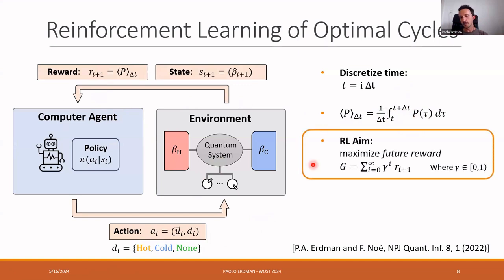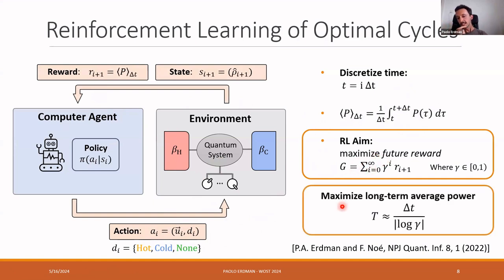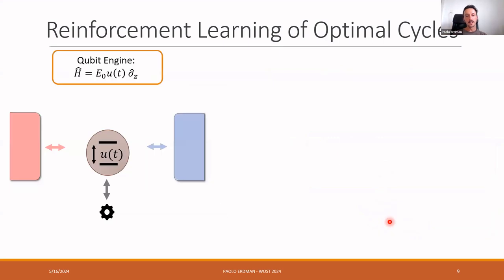But since the aim of reinforcement learning is to learn how to choose these actions as to maximize the sum of the future rewards, we will end up optimizing the average power over some long time scale, capital P, which depends on this factor gamma. This gamma is known as a discount factor in reinforcement learning. It's essentially a number between 0 and 1. And if you choose this close enough to 1, we see that we're really optimizing the power over a long time scale.